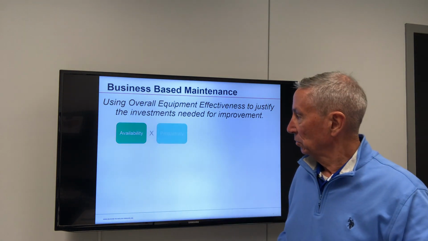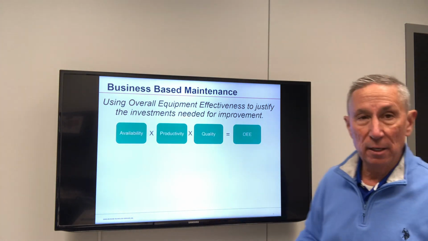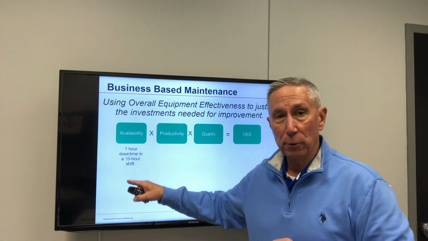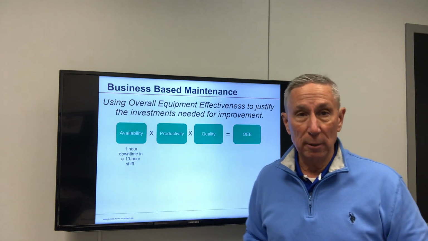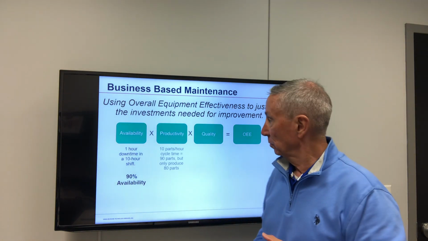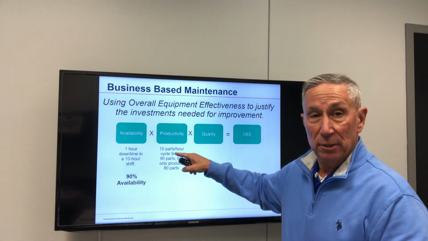Availability times productivity times quality percent equals OEE. So let me give you a quick example how the math works. So let's say I run a 10-hour shift and I lose an hour. I'm down an hour for the machine failure. That's 90% availability. So I run 9 hours and I'm supposed to run 10 parts an hour.